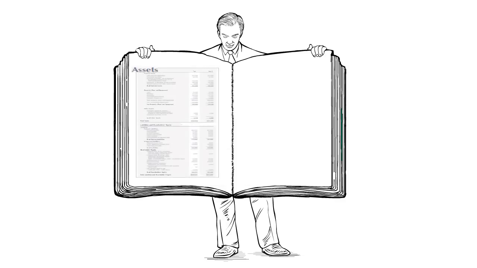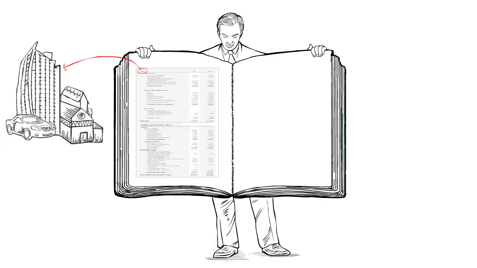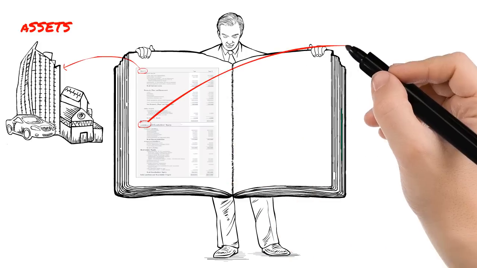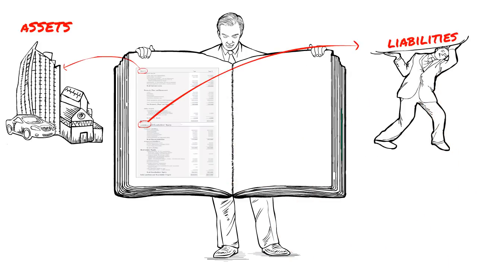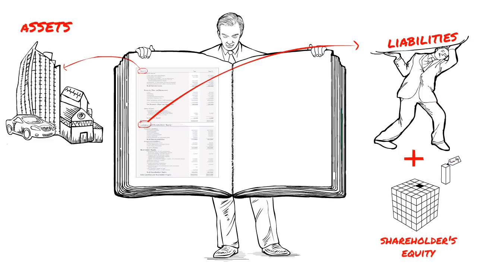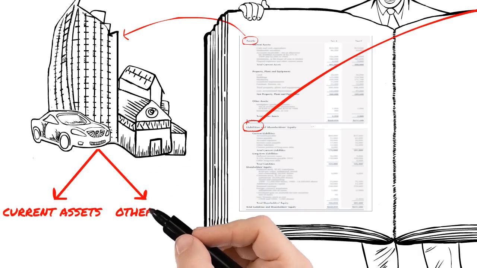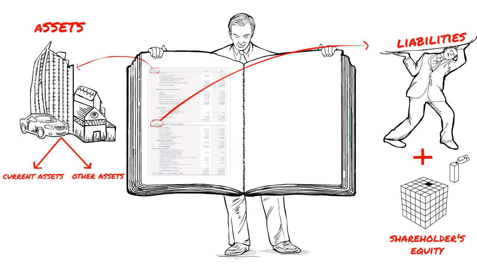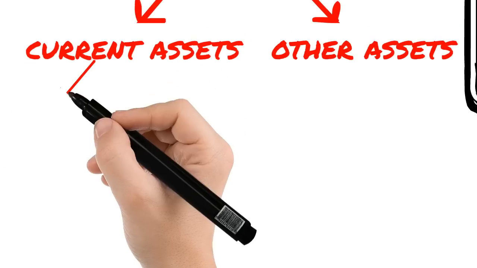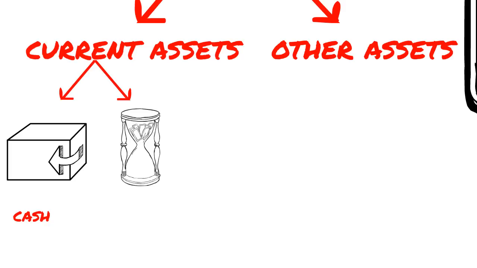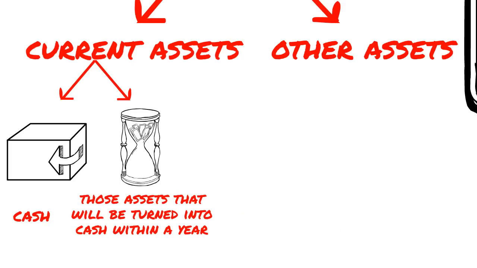The assets section includes all the goods, property, and uncollected amounts due. The liabilities section includes all debts and amounts owed. The shareholders' equity section shows the shareholders' ownership valuations in the company. The assets section consists of current assets and other assets. Current assets include cash and those assets that will be turned into cash within a year from the balance sheet date.